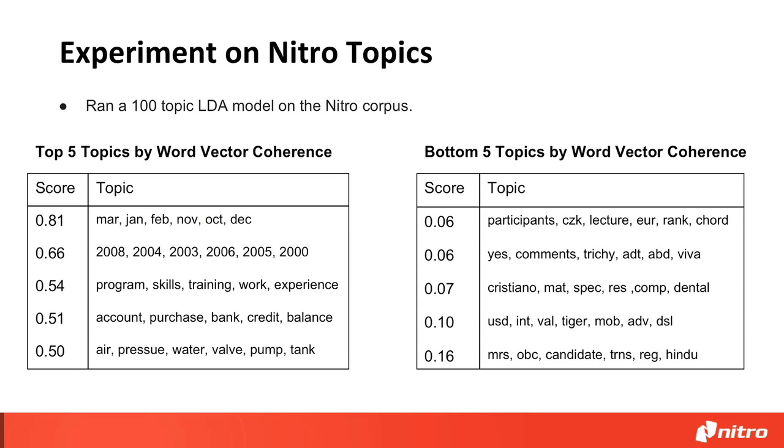So we ran a 100-topic LDA model, and then we computed the topic coherence for each of the resulting topics. On the left are the top 5 topics by word vector coherence, and on the right are the bottom 5. And I think you can agree that the topics on the left are much more human interpretable than the ones on the right.